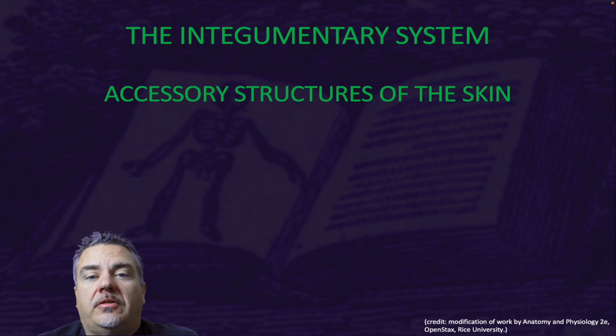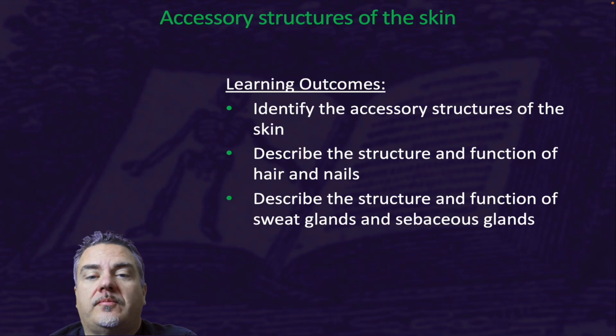Dr. Sage here, continuing our video series on the integumentary system. Today we're going to discuss the accessory structures of the skin. By the end of this video, you should be able to identify the accessory structures of the skin, describe the structure and function of hair and nails, and describe the structure and function of sweat glands and sebaceous glands.